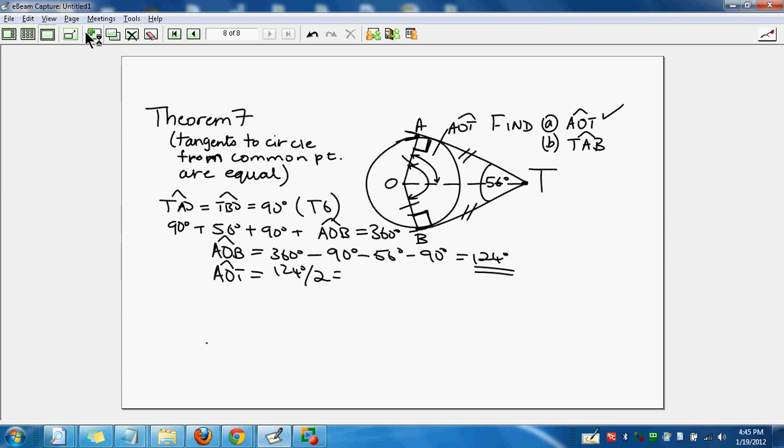Okay, so we know now that angle AOT is equal to 62 degrees. All right, and this is because of the bisection, right? Angle AOB is bisected here.